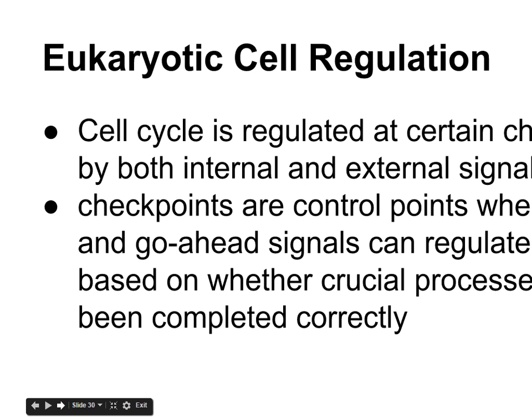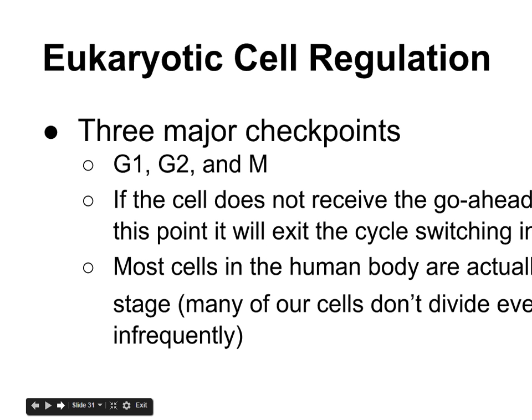Eukaryotic cell regulation. The cell cycle is regulated at certain checkpoints by both internal and external signals. The checkpoints are control points where stop and go-ahead signals can regulate the cycle based on whether crucial processes have been completed correctly. The three major checkpoints occur in G1, G2, and M. If the cell does not receive the go-ahead signal at this point, it will exit the cycle, switching into the G0. Most cells in the human body are actually in a G0 state. Many of our cells don't divide ever or infrequently.